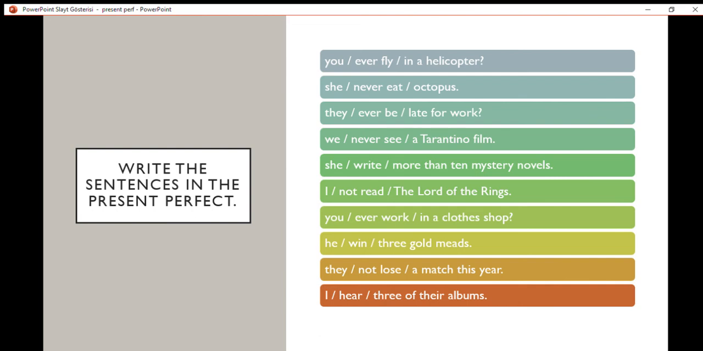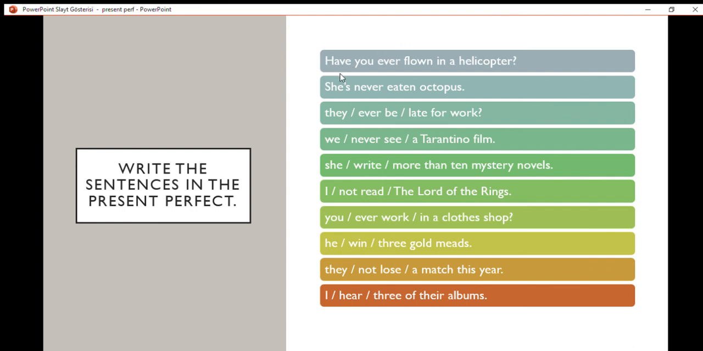So let's take a look at the first one. It says, you ever fly in a helicopter? Have you ever flown in a helicopter? She never eat octopus. She's never eaten octopus.